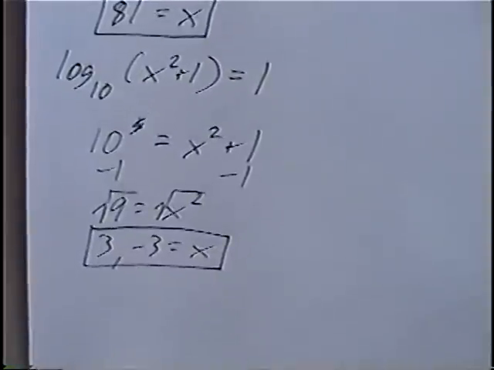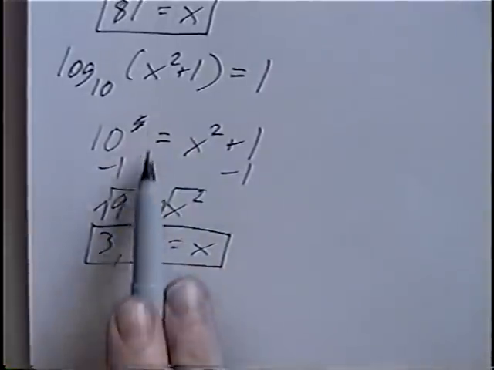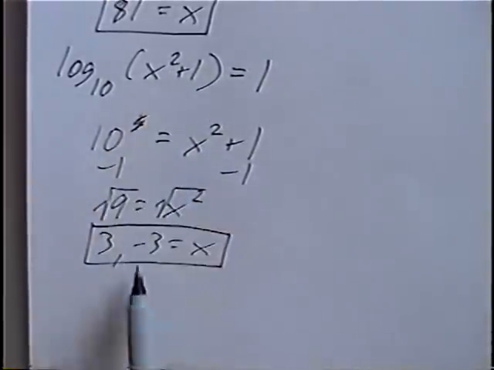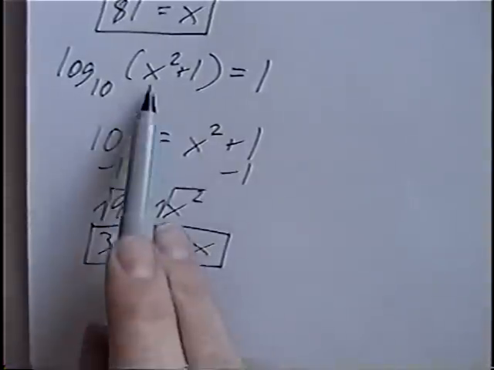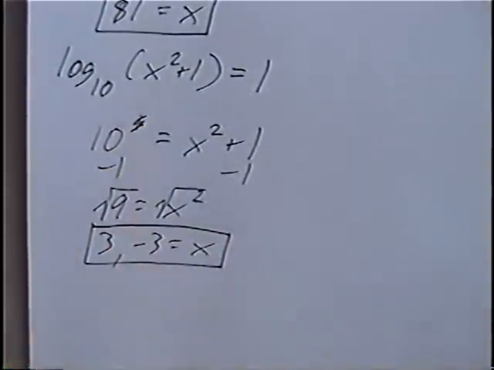Just like in exponential equations, the log number has to be positive. If we plug a 3 or negative 3 in here, when it's squared, it'll be changed to positive, so they'd be okay. But for log equations, the number you're taking the log of has to be positive, it cannot be negative.